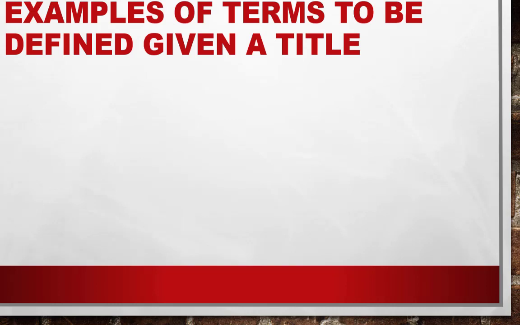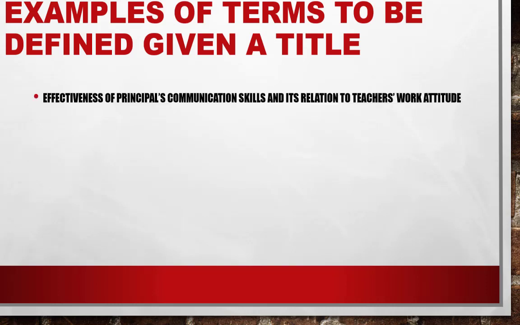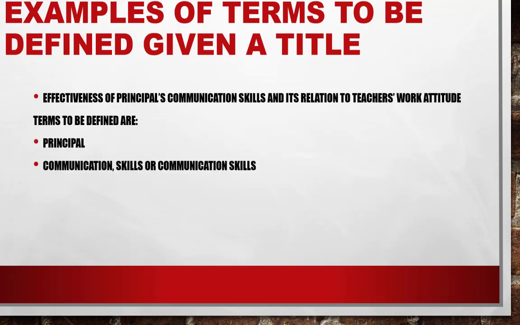Next, examples of terms to be defined given this title: Effectiveness of Principals' Communication Skills and Its Relation to Teachers' Work Attitude. So the key terms to be defined are principal, communication skills or communication, skills, teachers, work attitude, or work, attitude. But we are not defining the "and," "its," and at the same time "relation." So these terms are not key terms, but only the ones mentioned.